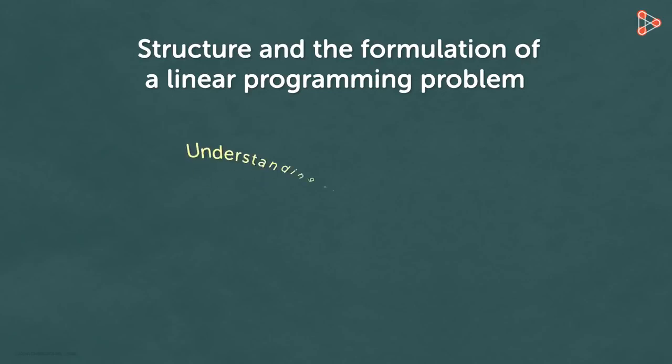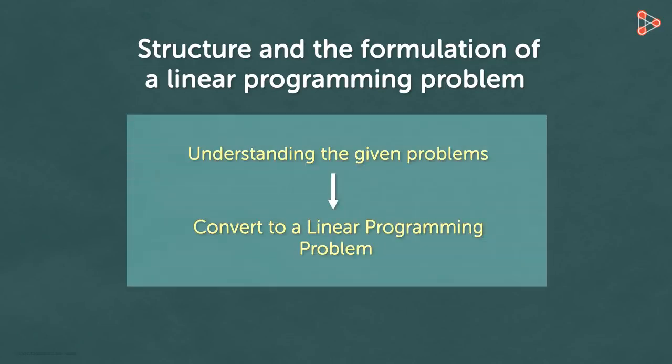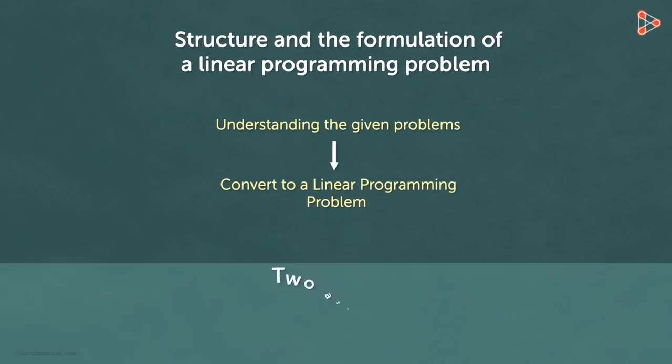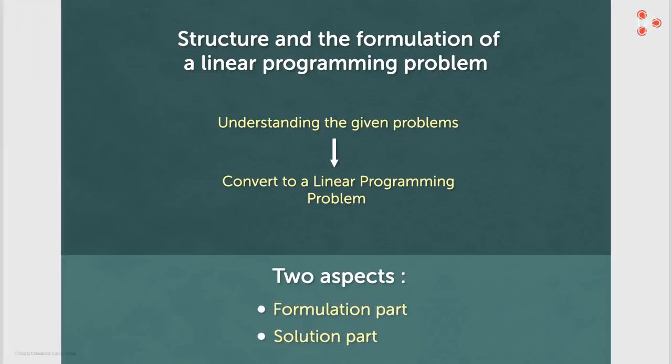We first need to understand the given problem and then identify the basic elements to convert it into a linear programming problem. This process is called the formulation of a linear programming problem. Understand it well. We first need to convert a given problem into a linear programming problem and then solve it. So there are two aspects here, the formulation part and then the solution part. Let's begin with the formulation of linear programming problems.